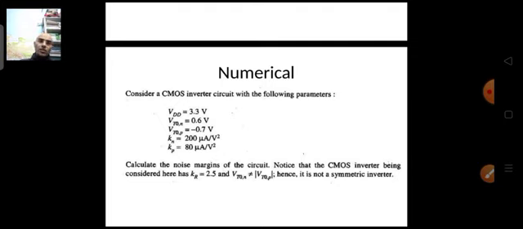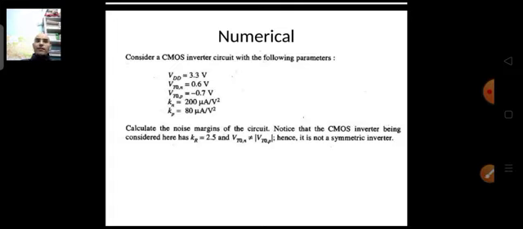This is the last topic which I wanted to discuss. But related to whatever we have discussed so far, I would like to discuss a numerical with you. That numerical is related to the determination of noise margin. Let's say we have to determine the noise margin for a circuit, where the circuit has certain parameters.